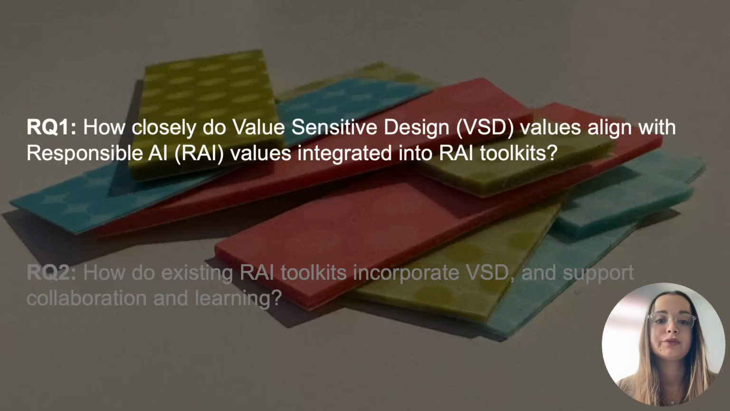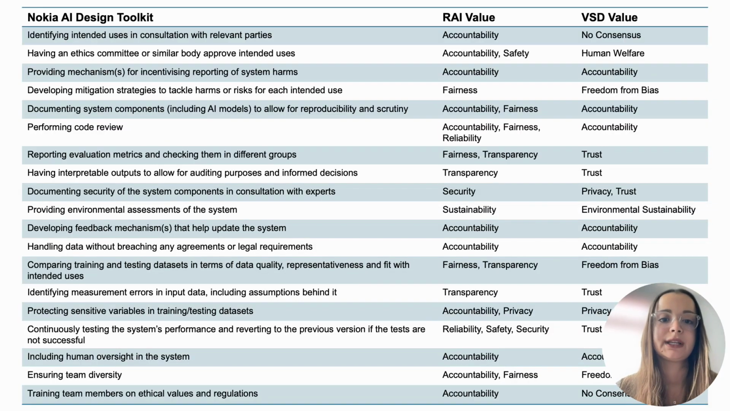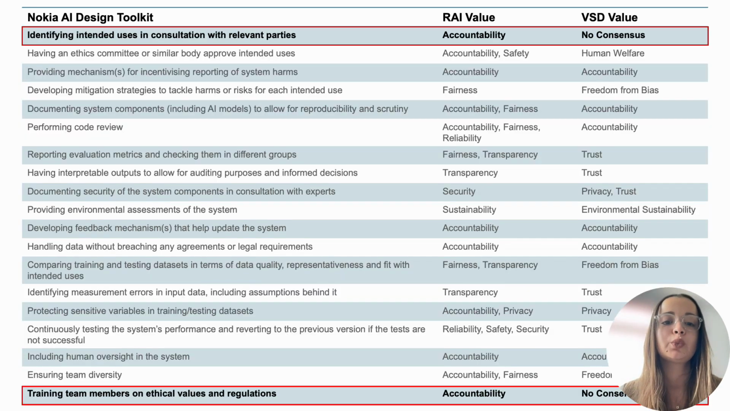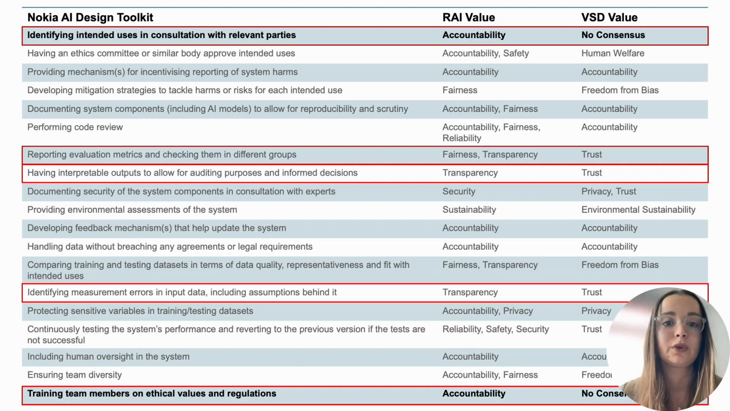Going back to our 2 research questions, the first research question aligns with the first activity of the workshop, and we found that a consensus was reached in terms of aligning the 2 sets of values in most cases, except for cases when the RAI values of accountability and transparency were involved.